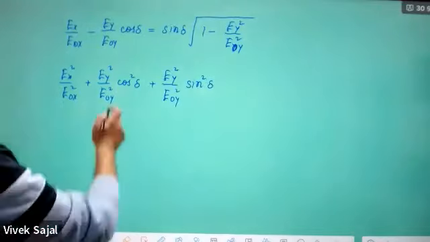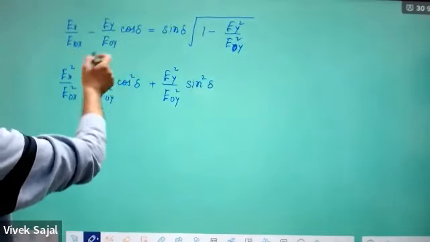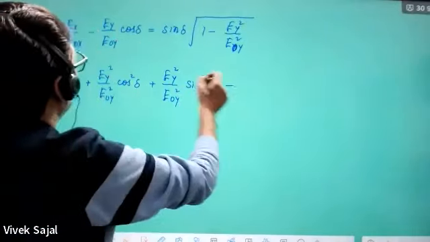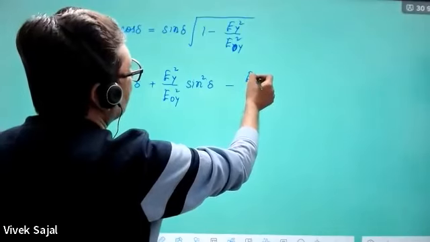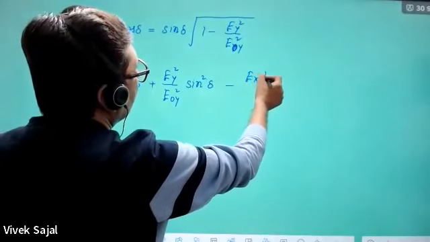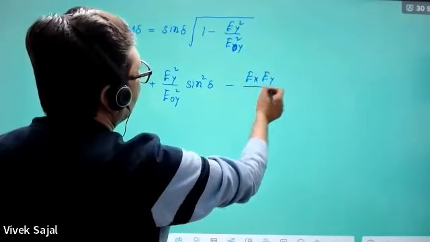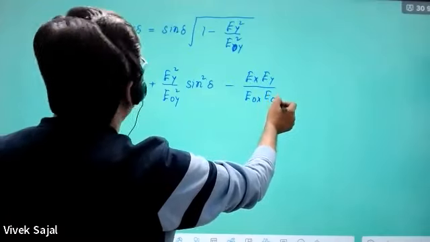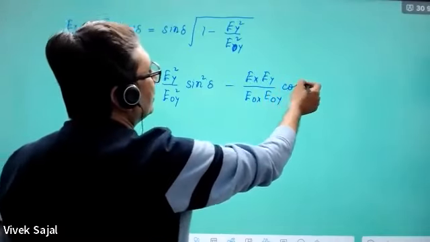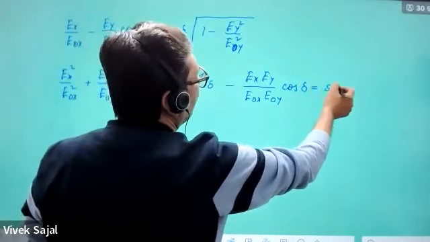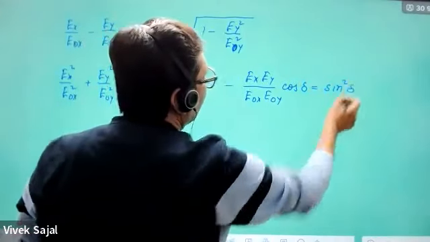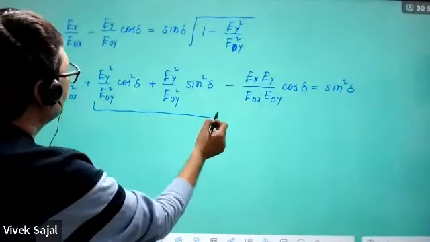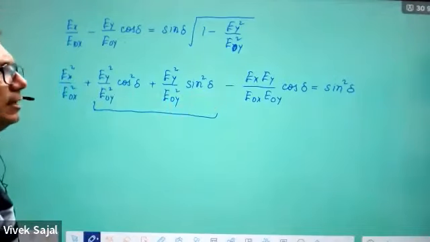Sine square delta. Next term here, there will be a mixed term. Square of this is there, square of this. A mixed term will be here: Ex Ey divided by E naught x, E naught y cos delta. And here this will be sine square delta. If you combine these two terms together, then this will be cos square delta plus sine square delta. That will be 1.